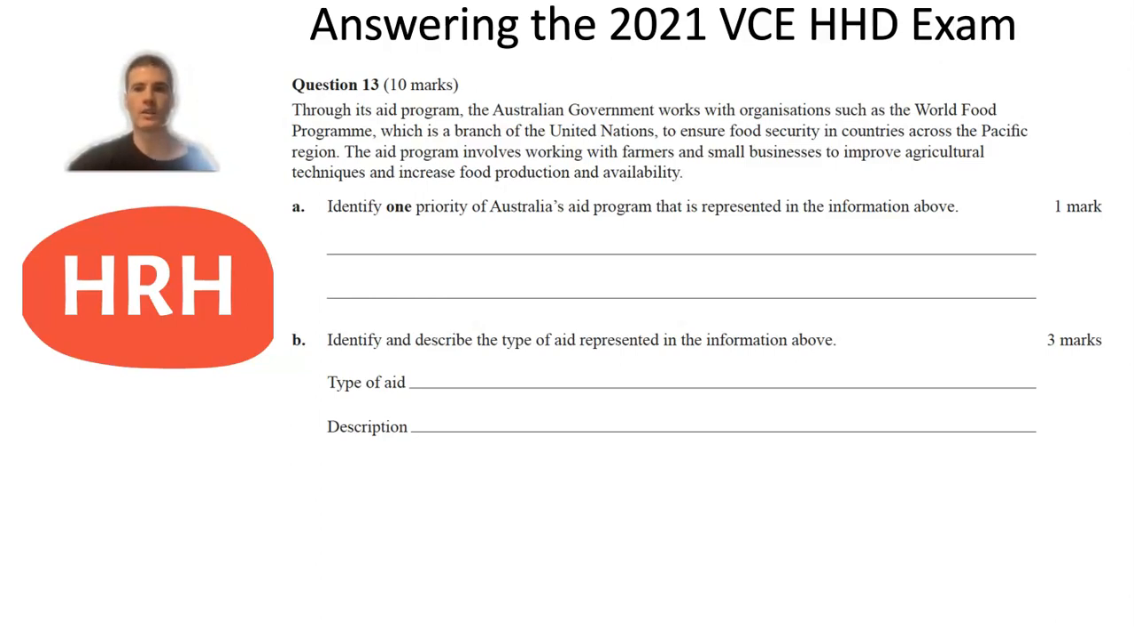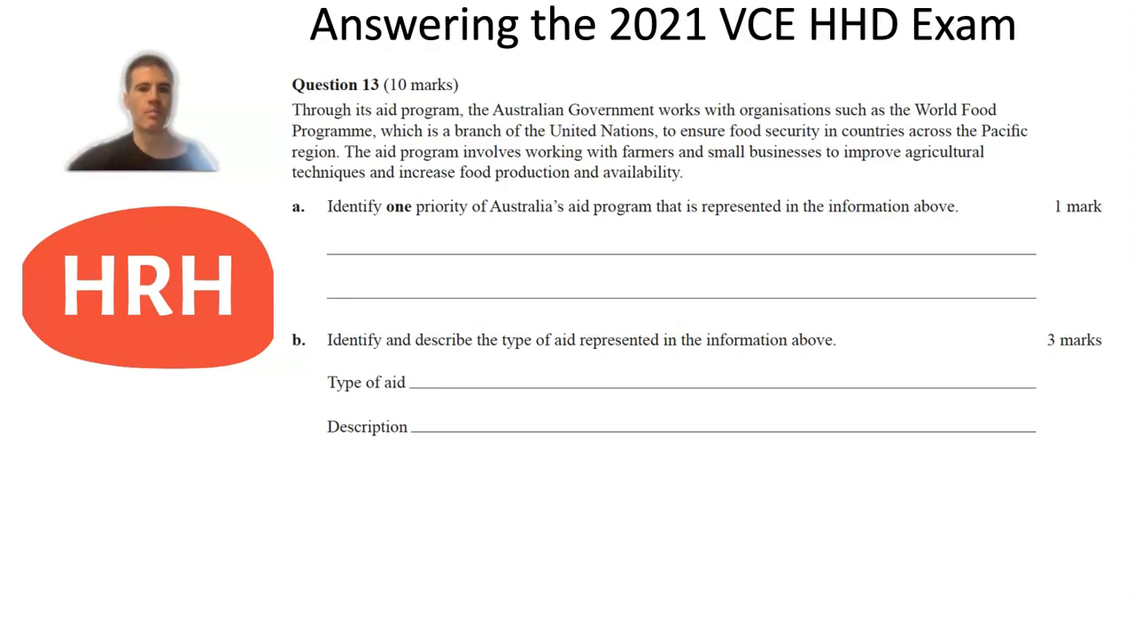And so A was asking you for 1 mark to identify one priority of Australia's aid program that's represented in the information above. So probably either agriculture, fisheries and water, or infrastructure, trade facilitation and international competitiveness were the best options for A. B was then asking you to identify and describe the type of aid represented in the information above. So because the government is working with the World Food Programme, a large international organisation, that's multilateral aid.